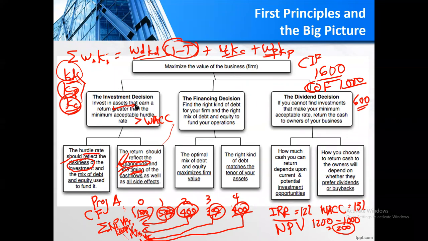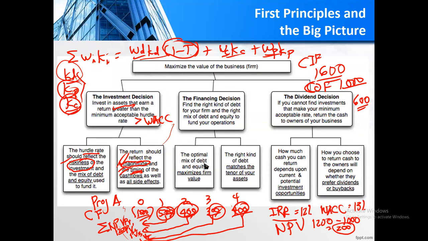All right, so that's the investment decision. Then we go to financing decision. We said the right mix of debt and equity to fund the operations. Okay, so should it be 70-30? It depends on really what's the optimal capital structure of the organization. The optimal mix of debt and equity should maximize firm value. So we said the right mix and the right match.